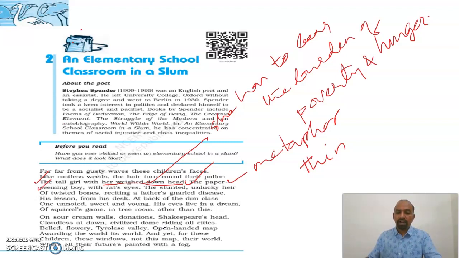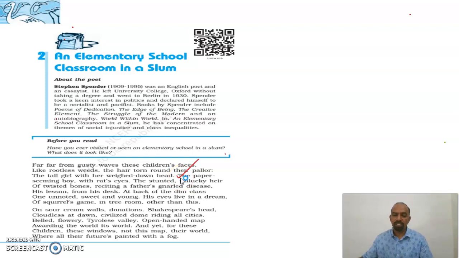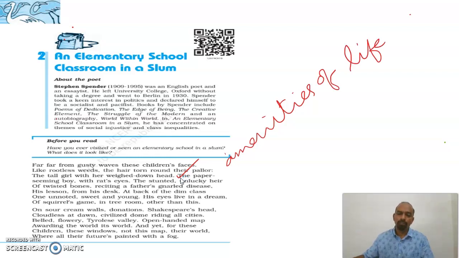And with rat's eyes, the paper-seeming boy with the rat's eyes. This is the second child in the classroom. The paper-seeming boy is another metaphor for the poverty of these children. He is deprived of all the amenities of life, all the basic amenities of life.